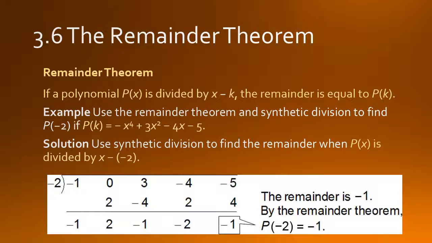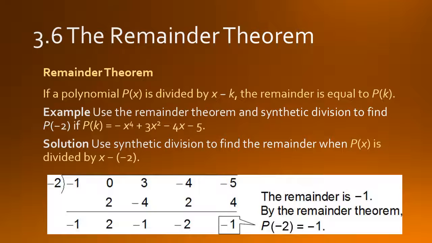So here we have our synthetic division. Notice we bring the negative 1 down. We multiply it times negative 2, and we got 2. Don't forget to put that 0 placeholder in because we're missing an x to the third. We add 0 plus 2, which is 2. Multiply by negative 2, we get negative 4, and so forth. And then we find that we have a remainder of negative 1.